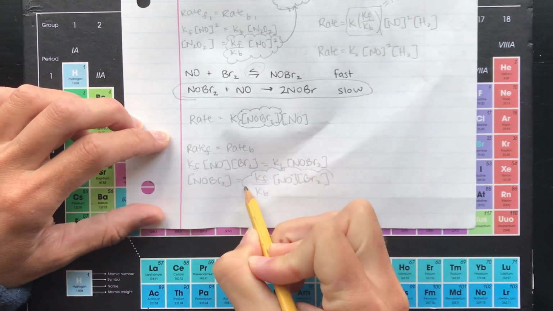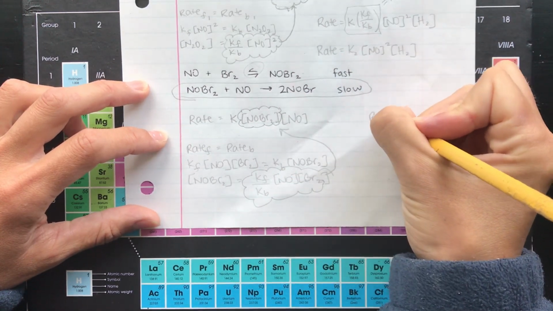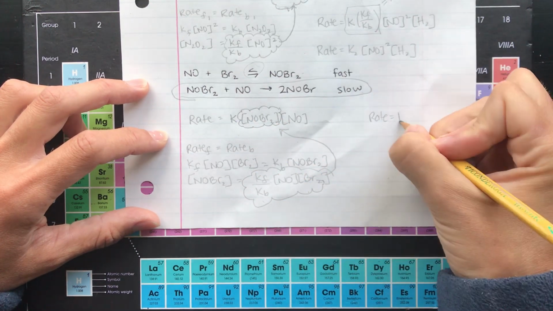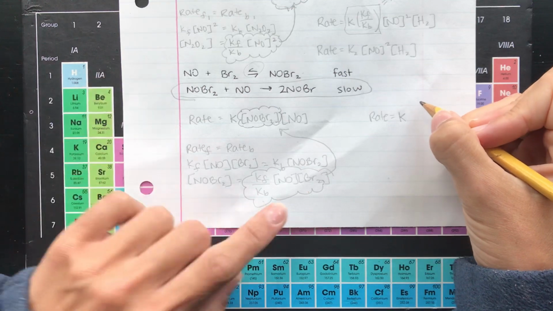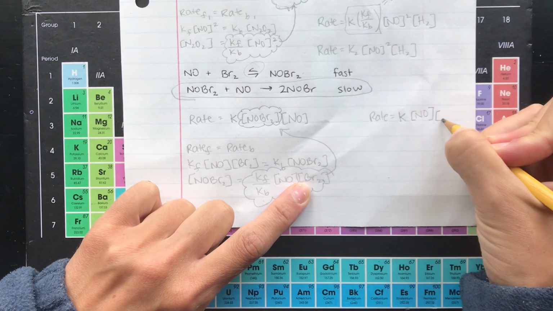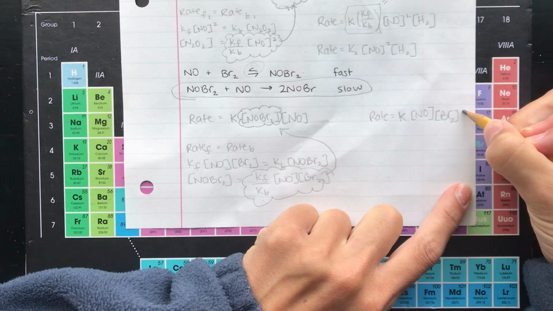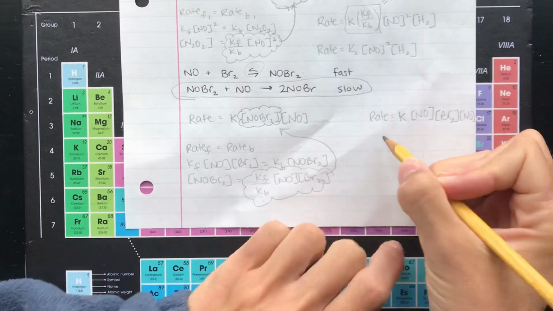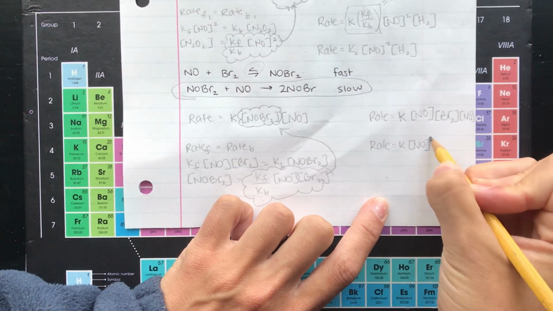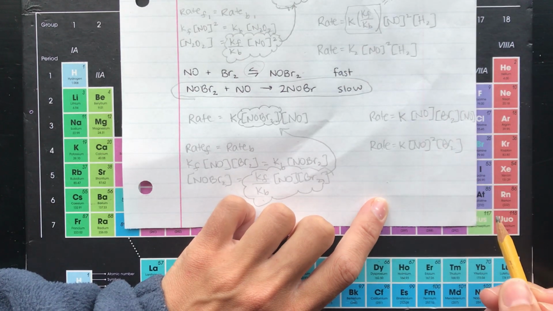And then do my substitution. So rate equals, and I'm just going to go ahead and say k times kf over kb equals some new constant, k, times NO times Br2 times NO again, which means really it's k NO squared Br2. So we've got second order with respect to NO and first order with Br2.